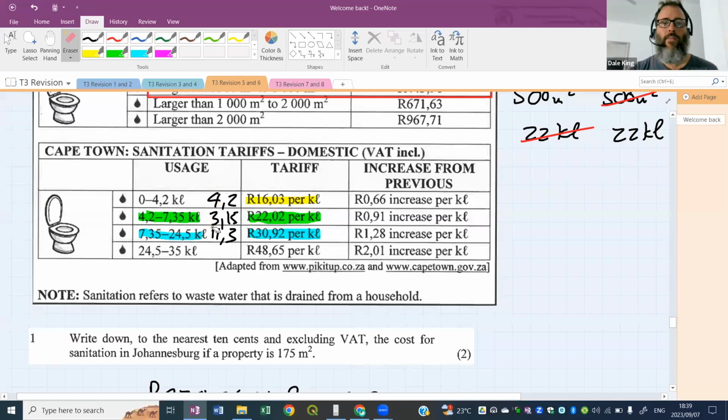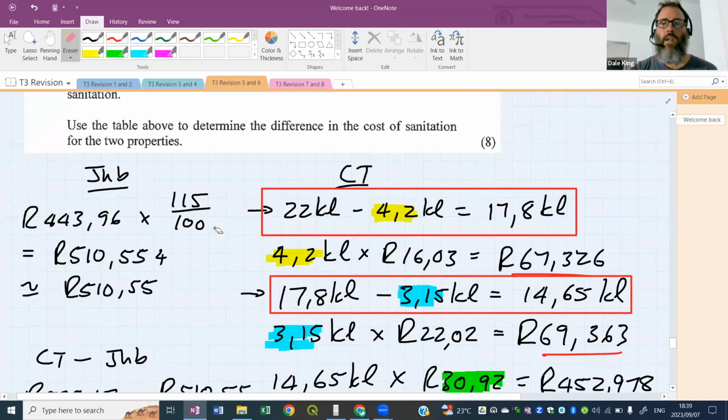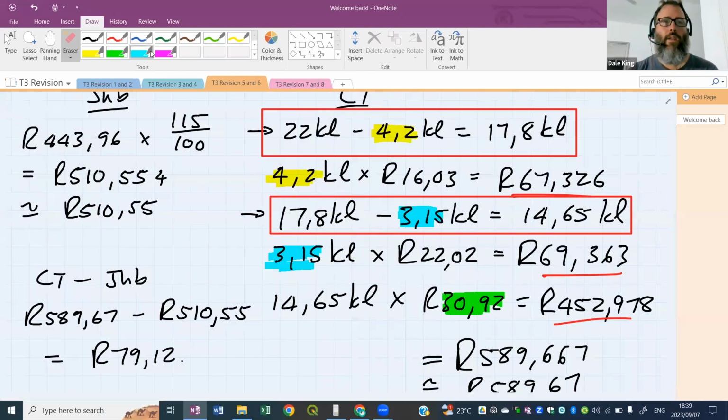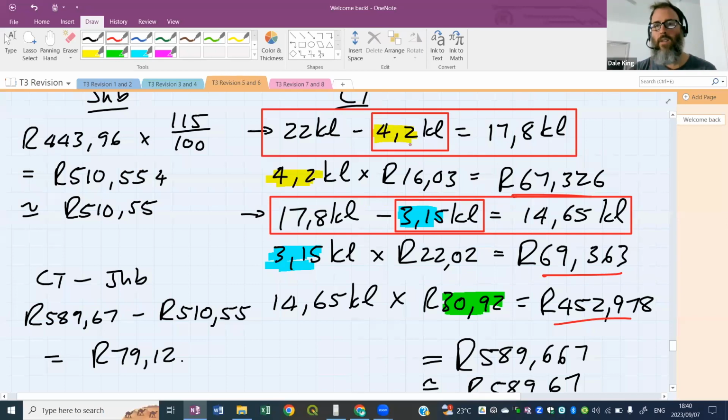All right. So in this calculation here, these two here, the 4.2 and 3.15, I knew I was going to work through all the water in there. So I had to know what those values are. You can work it out as you go, but I always recommend that if you're going to get a tariff question, find out what that water is.